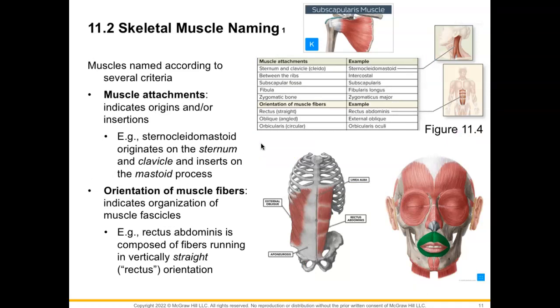Now, our next criteria is where are these muscles attaching? So we named them after either their origins or insertions or both. Our example for this is the sternocleidomastoid muscle. If you turn your head to the side, you might see this muscle stick out a bit.